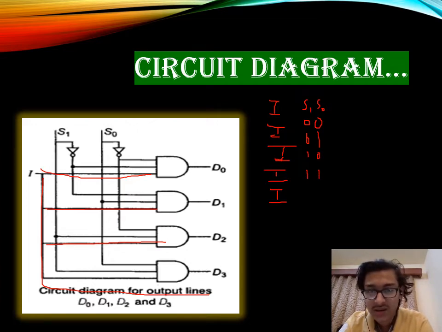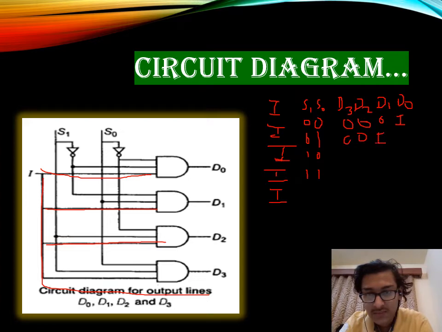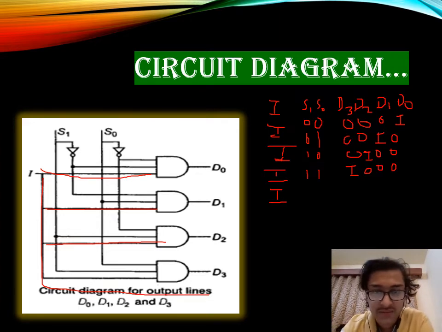Then we will take the outputs, which are D3, D2, D1, and D0. We will write 0 0 0 I. The second one will be 0 0 I 0. The third one will be 0 I 0 0. And the last one will be I 0 0 0. Now see what we can write.